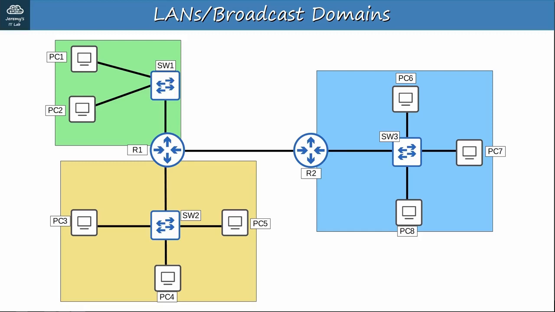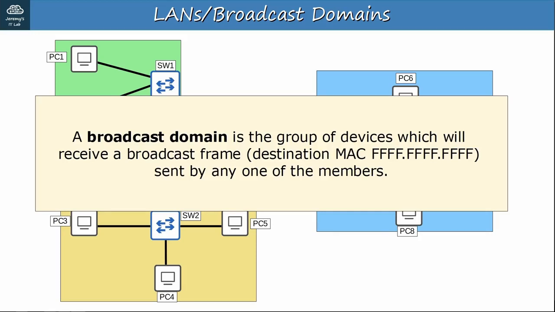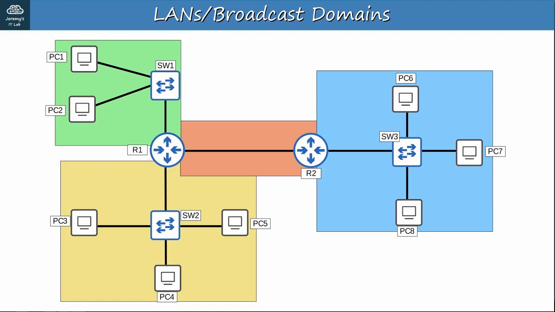However, there is one more. What if R1 sends a broadcast frame out of its interface which is connected to R2? It will be received only by R2. However, even though this is a connection between only two devices, it is still technically a broadcast domain. So, do you understand what a broadcast domain is now? A broadcast domain is the group of devices which will receive a broadcast frame with a destination MAC address of all Fs sent by any one of the members. In this network here, there are 4 broadcast domains, and therefore 4 LANs.